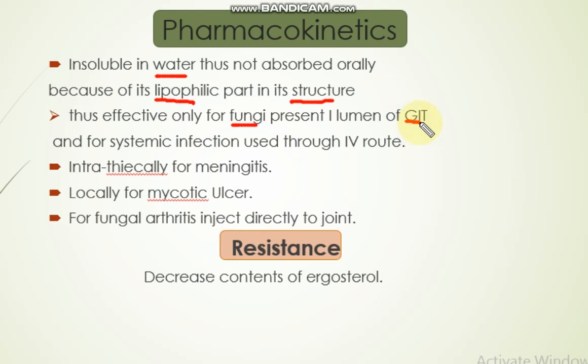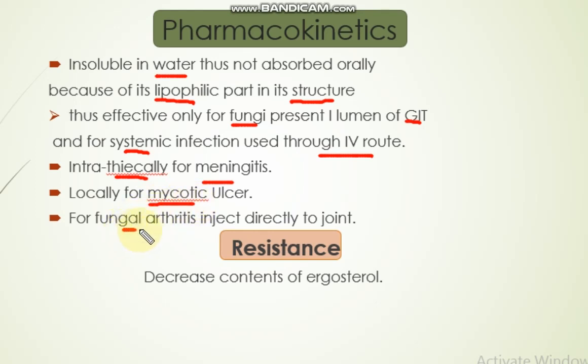So in this case, we can use amphotericin B. For systemic infection due to fungi, it is used through the IV route. Intrathecally, it is used for meningitis, and locally for mycotic ulcer. In case of meningitis, we administer amphotericin B intrathecally, while in case of mycotic ulcer, we administer it locally.